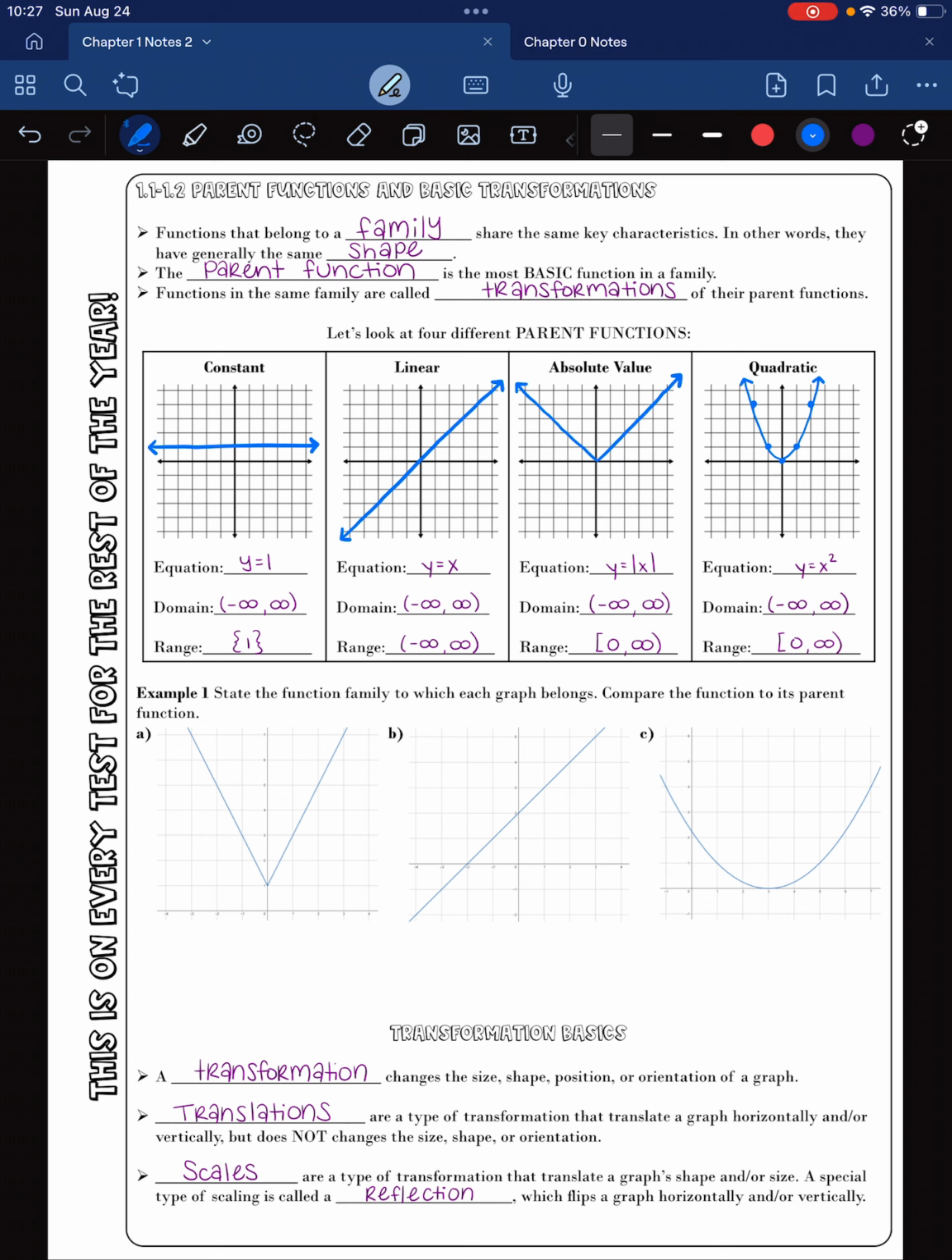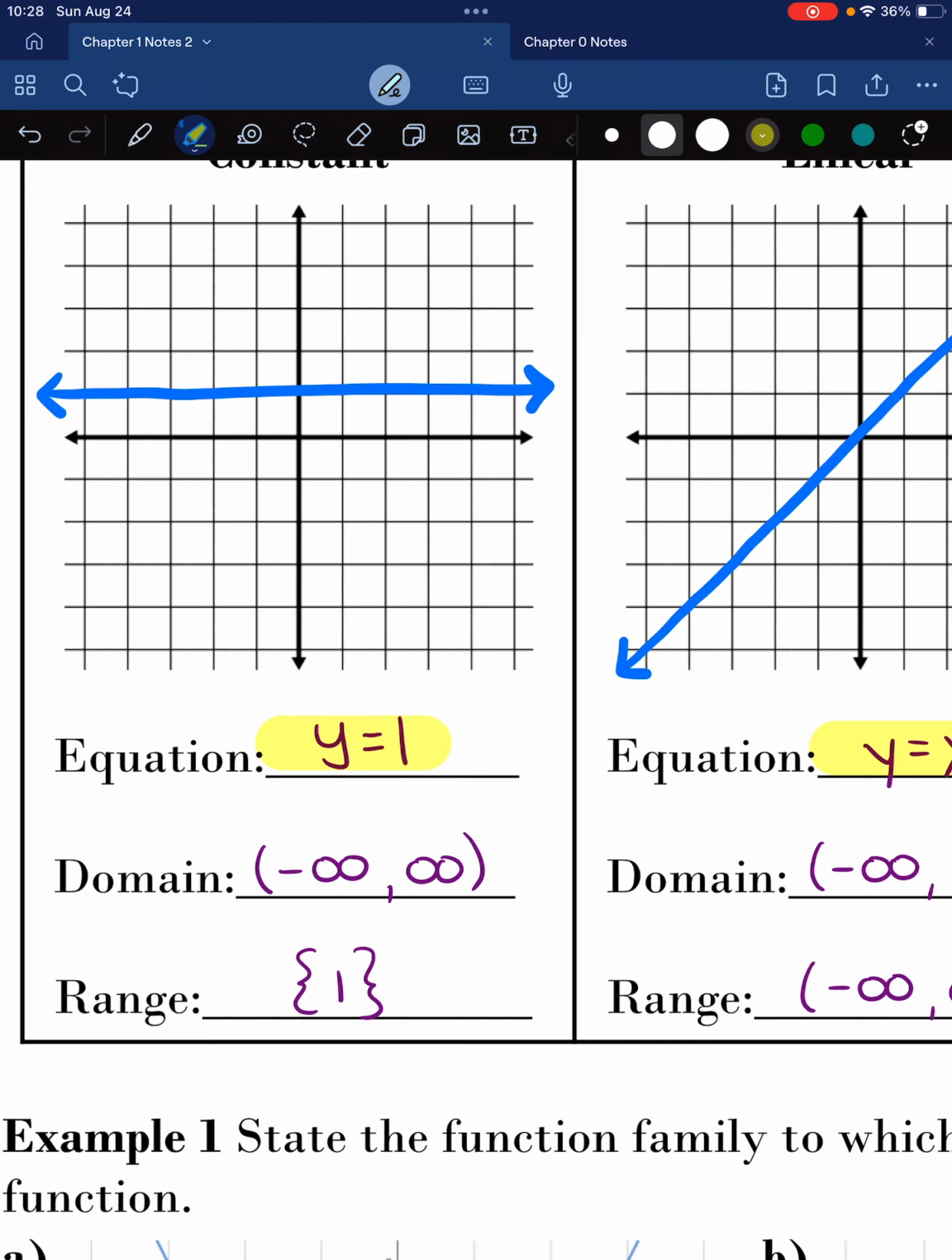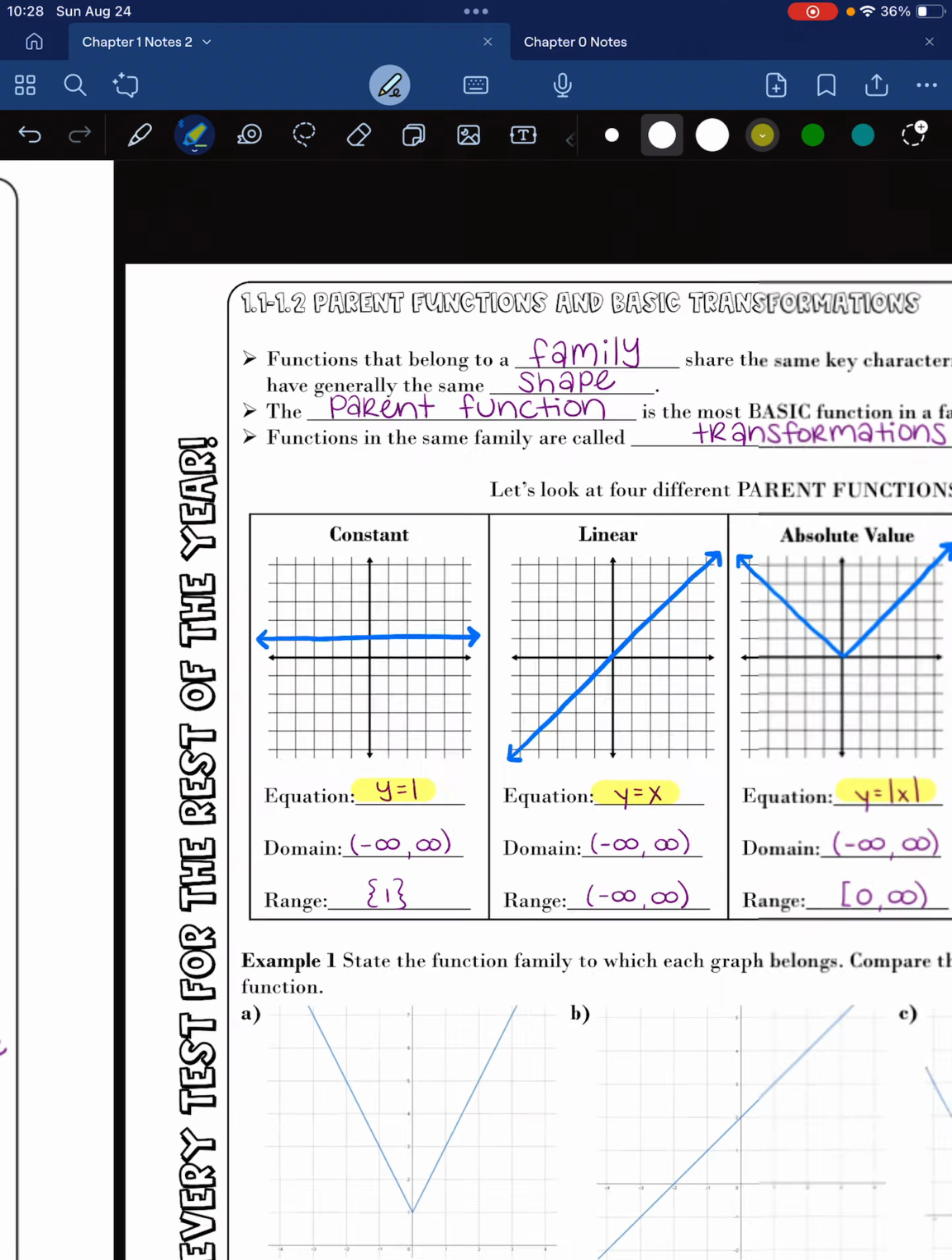And then our parent function is really just the most basic function. And we can see down here we have the equations for my parent functions. And there's nothing extra going on in these functions. I'm not multiplying by anything. I'm not adding anything. The only one of these that really has a number, well, I guess there's 2. The constant function is just 1, right? Because it equals a constant value. So the parent function is just going to be 1.